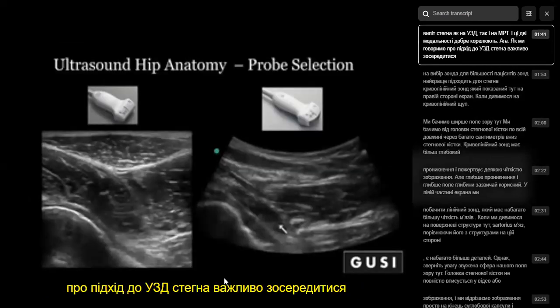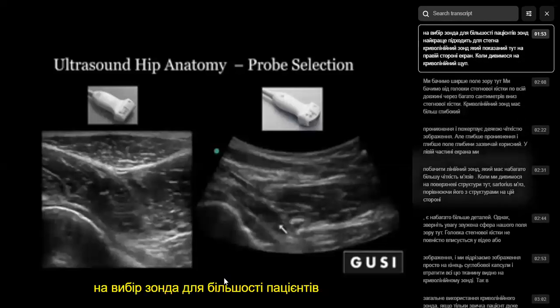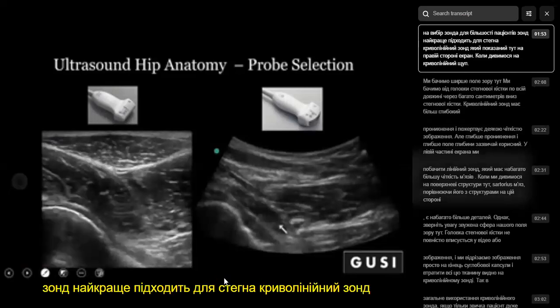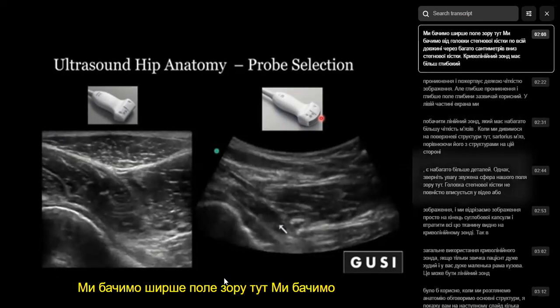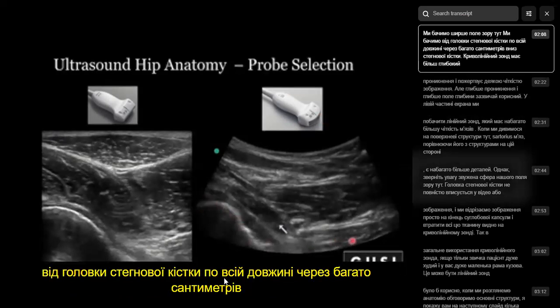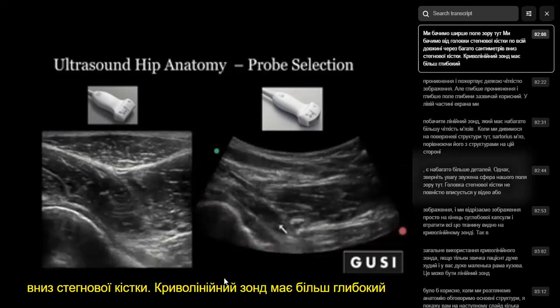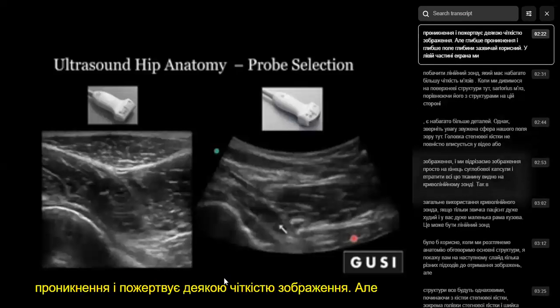As we talk about the approach to hip ultrasound, it's important to focus on the probe selection. For the majority of patients, the probe best suited for the hip is the curvilinear probe, which is shown here on the right side of the screen. When we look at the curvilinear probe, we see a wider field of view. Here we see from the femoral head all the way across many centimeters down the femur. The curvilinear probe has a deeper penetration and will sacrifice some clarity of image, but the deeper penetration and deeper field of depth is usually useful.